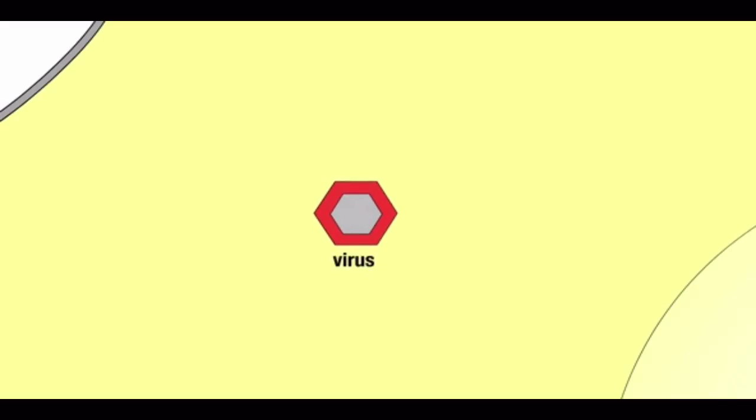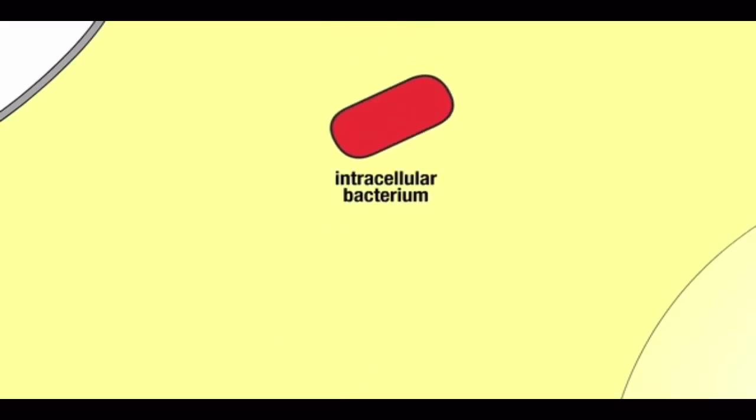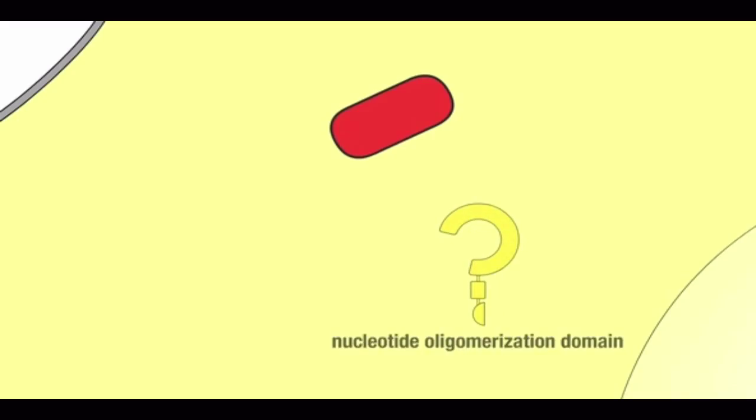Not all pathogens, however, live in the extracellular space or are phagocytosed. Some pathogens, such as viruses, exist and replicate in the cytosol. There are at least two classes of receptors that can detect pathogens in the cytosol and signal their presence to the immune system. One class of such receptors are members of the nucleotide oligomerization domain family, or NOD proteins.